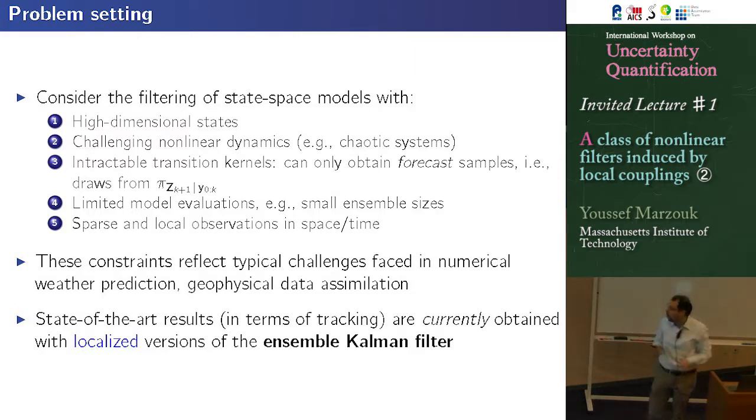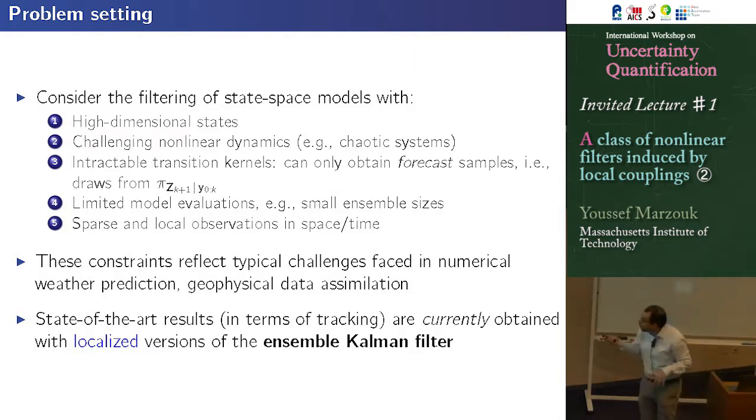I have a limited number of model evaluations. So all I can do is essentially draw samples from this forecast ensemble. In other words, I can take samples from a previous filtering distribution, apply the dynamics, march forward a time step. I have a forecast, I have some observations, and now I need to figure out what to do. The number of samples that I can draw is going to be relatively small, and I'm going to assume I have observations that are relatively sparse in space and in time.